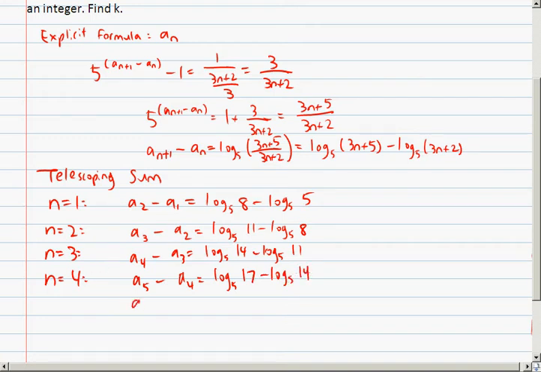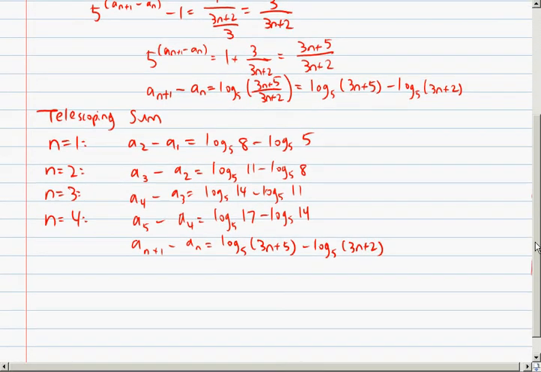And continuing on, we know that a sub n plus 1 minus a sub n is equal to log base 5 of 3n plus 5 minus log base 5 of 3n plus 2. Adding all of these quantities up, we see that the terms in the middle all cancel out each other. So that means on the left-hand side, we're only left with a sub n plus 1 minus a sub 1. And then on the right-hand side, we're only left with log base 5 of 3n plus 5 minus log base 5 of 5.